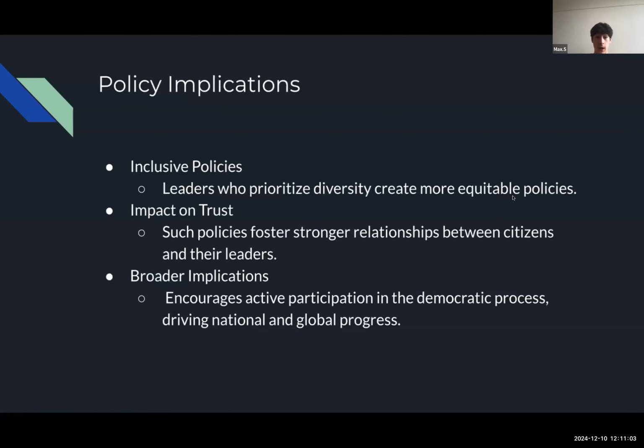Some policy implications: inclusive policies, where leaders who prioritize diversity create more equitable policies. Impact on trust, such as policies fostering stronger relationships between citizens and their leaders. And broader implications could include encouraging active participation in the democratic process, driving national and global progress. These changes could change our country as a whole in the long run, just over everyone slowly deciding to change their ways.